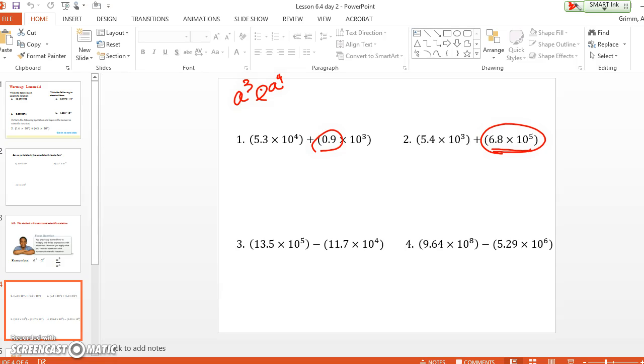So think about what this is. This is really 6.8. This is really moved out 5 times. 1, 2, 3, 4, 5. So here's what the number is currently, and I want it to have what exponent? A 3. So I can match the other one, right? So 1, 2, 3. So this is really 680 if I do it this way.